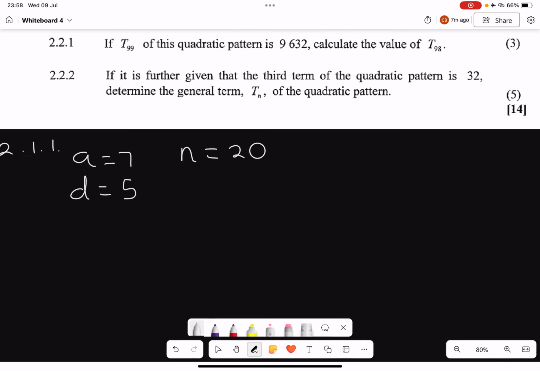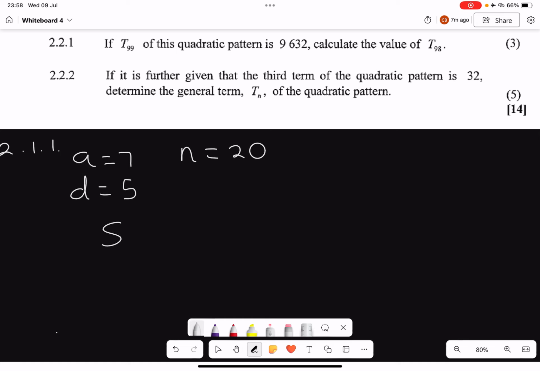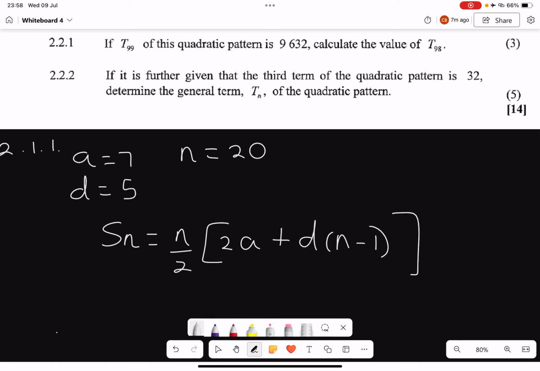So let's see. We know that the formula for Sn for an arithmetic series is given by Sn equals n over 2 times (2a plus d(n minus 1)). Usually on the formula sheet they put the d at the back, but I don't prefer that, because if d is a minus, learners usually make mistakes. So always put your d in front. It's fine.